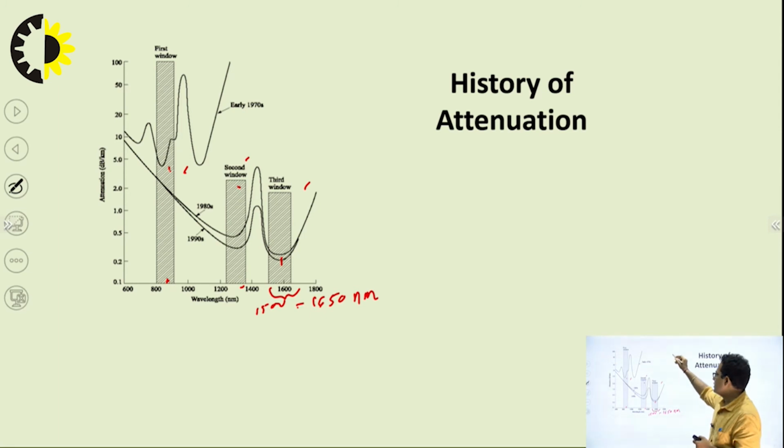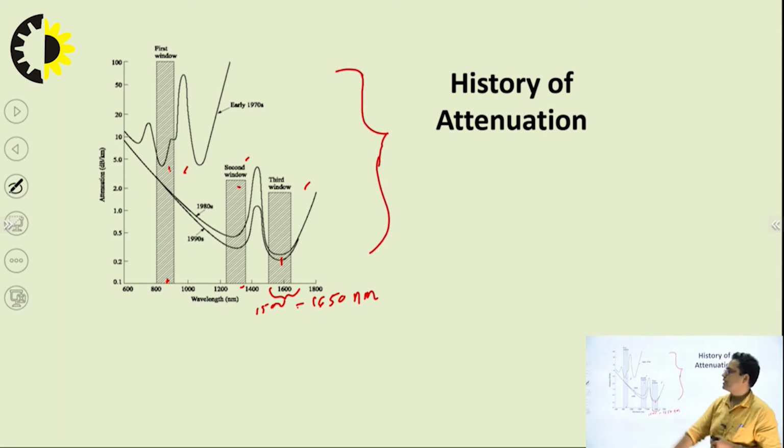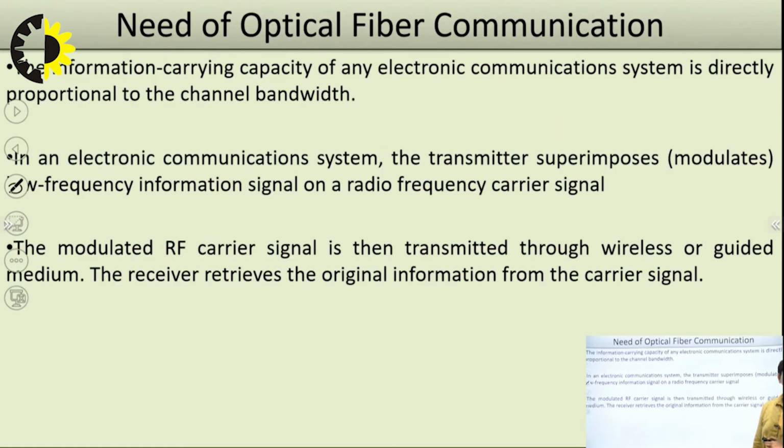Now this is basically the history of attenuation, how step by step as time increased, there was basic advancement in the field of material and purification of optical fiber, and as a result of that, there is a gradual decrease in the attenuation introduced per kilometer in the optical fiber. So now, after getting this information about the history of attenuation, we have to understand why we are using optical fiber communications.